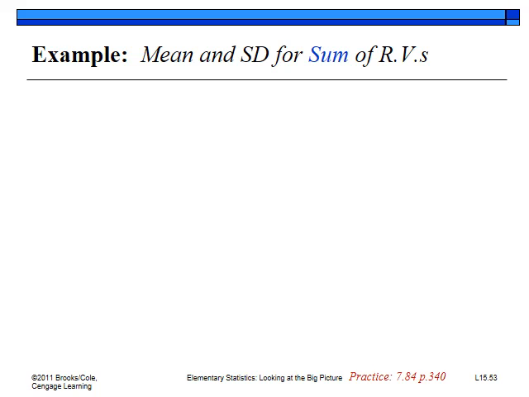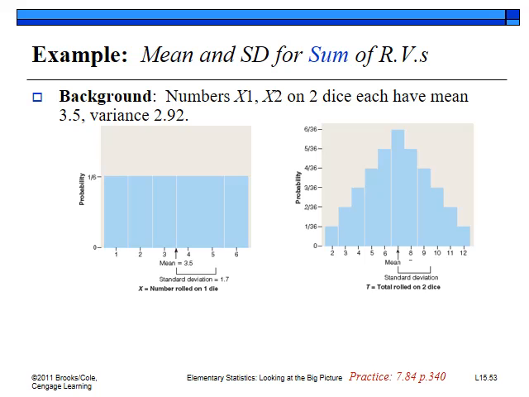Now, if we're playing a board game that involves rolling 2 dice, on the left we have the probability histogram for the original. On the right we have the probability histogram for the sum of 2, the number we see as the sum of 2 dice. So what are the mean and the standard deviation of our new random variable?